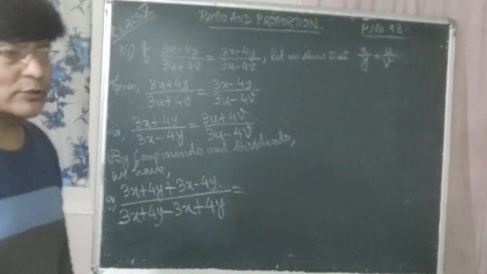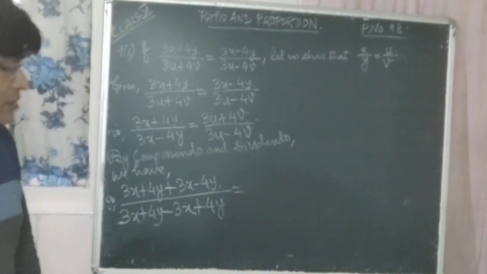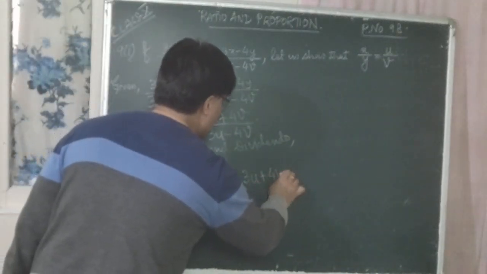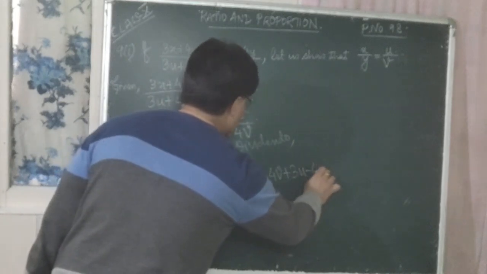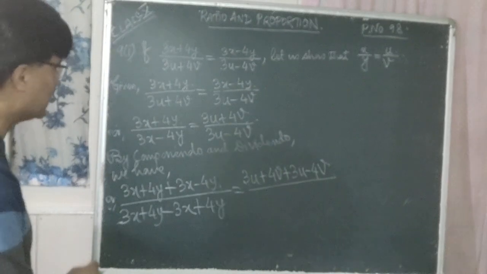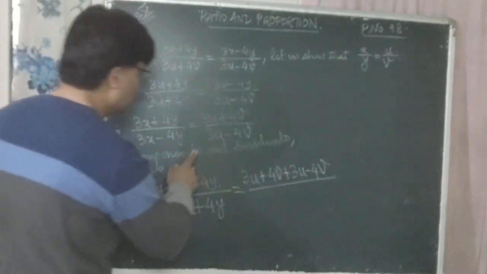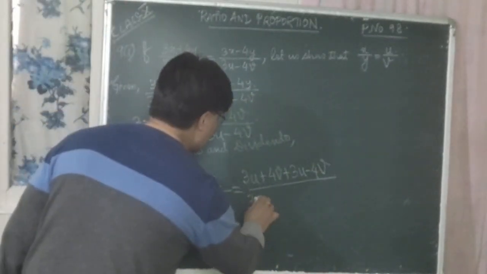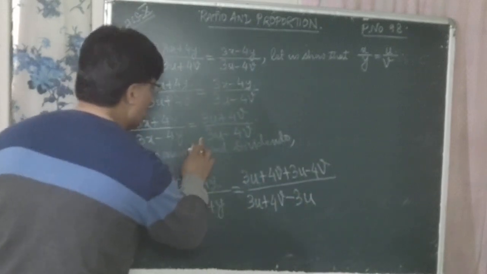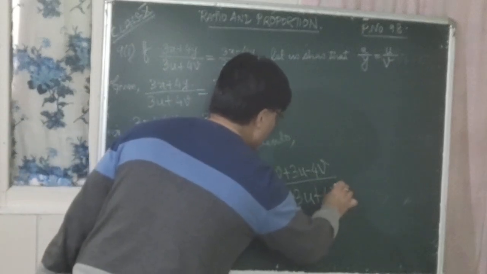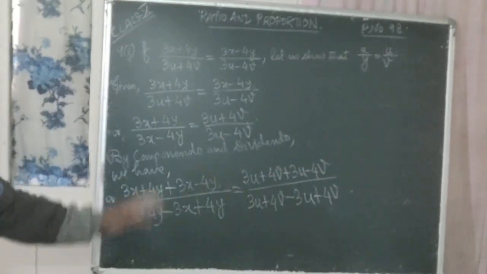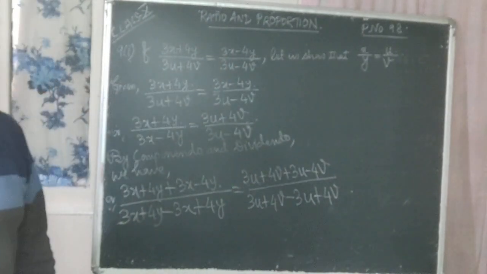Now on the right hand side also you have to use the same method. That is numerator, what is numerator? 3u plus 4v plus, what is the denominator? 3u minus 4v whole divided by, in the denominator, what do we write? Numerator minus denominator, that is 3u plus 4v minus (3u minus 4v). So we are using here componendo and dividendo to prove the required result.